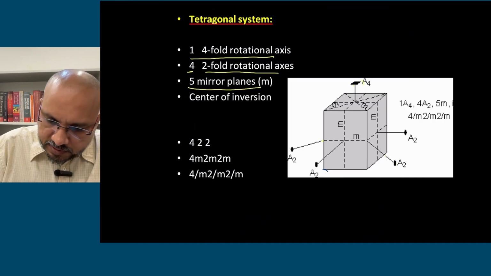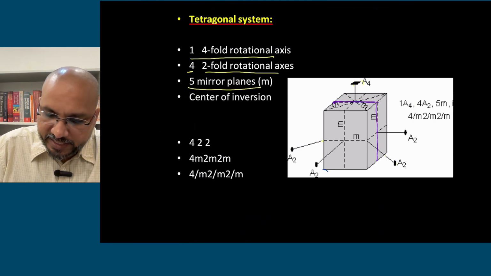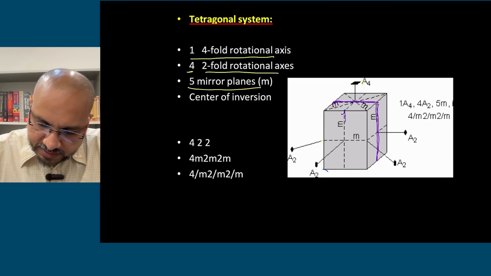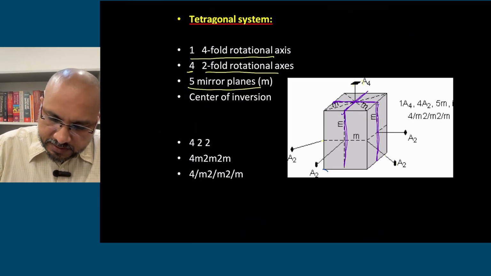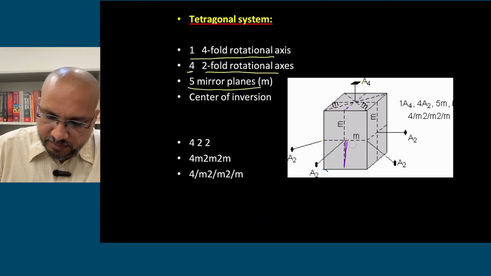So this is one mirror plane, which is vertical. This is another vertical mirror plane, the second mirror plane. This is a diagonal mirror plane, the third one. This is the fourth one, right? So there are four vertical mirror planes.